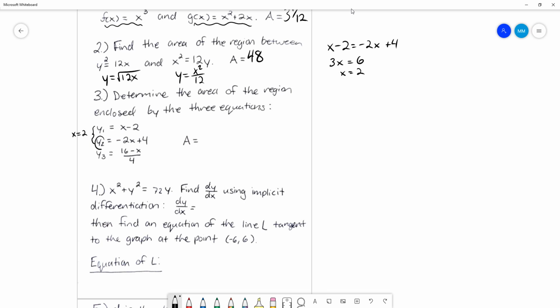Let's try y2 and y3. So it's going to be negative 2x plus 4 equals 16 minus x over 4, which is the same as 4 minus x over 4. So now I've got, let's see. If I subtract that 4 from both sides, I'm going to get negative 2x equals negative x over 4. I'm going to multiply both sides by 4, so negative 8x equals negative x. Interesting. I feel like I've made a mistake.